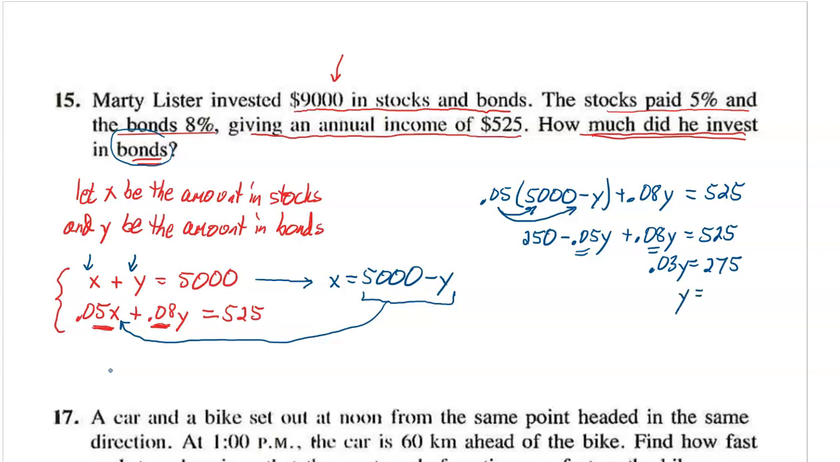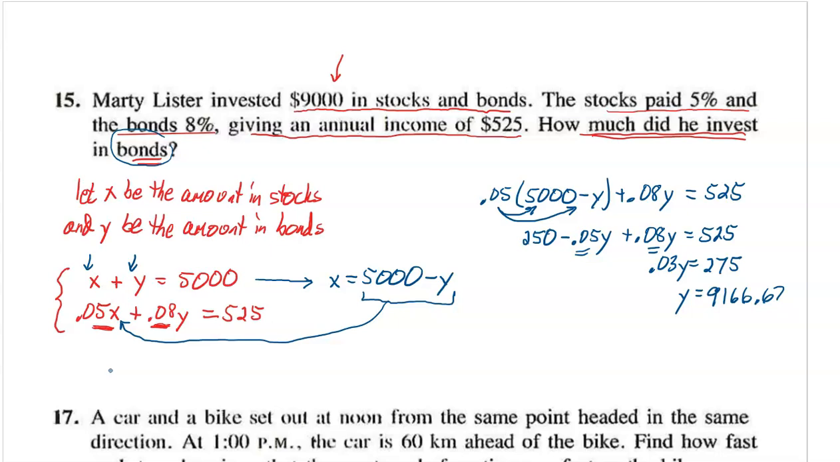Now divide both sides by 0.03. And the result is 9166.67 if you round to the hundredths position. What was the letter y representing? It was the amount in bonds. What did the question ask for? It asked for the amount in bonds.